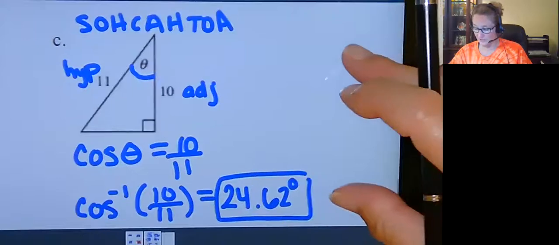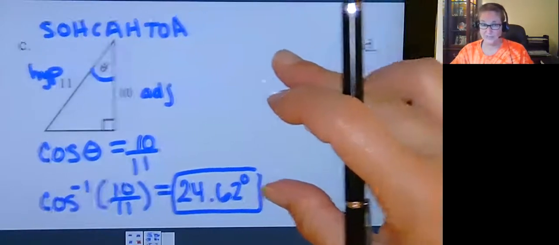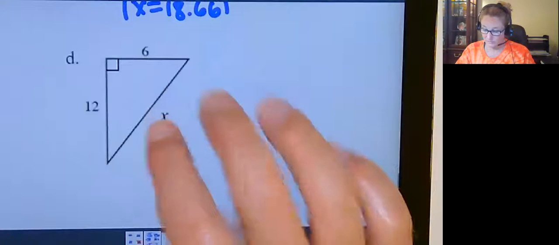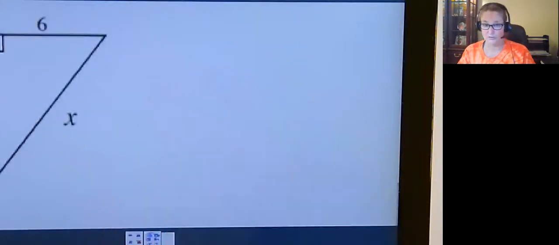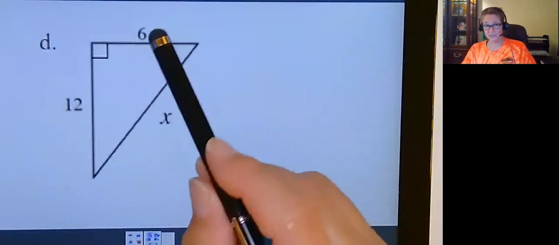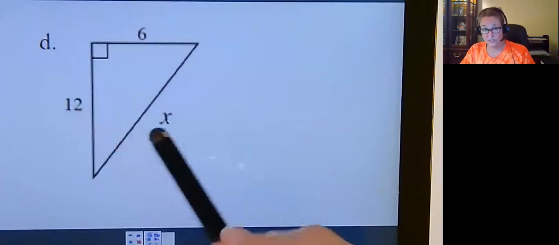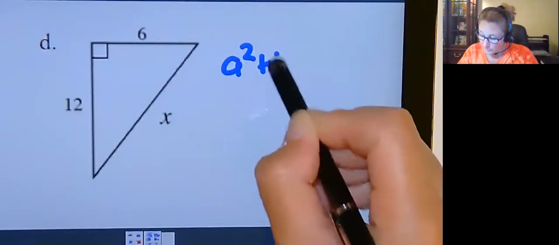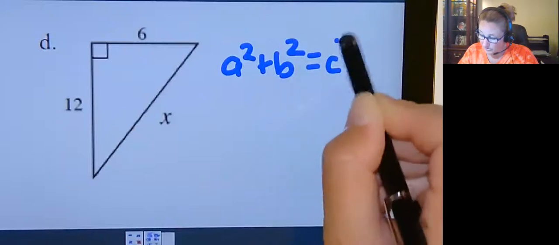Now on letter D is one that we used to know way back in integrated 1 before we learned all this trig. So what you want to pay attention to is this happens to be a right triangle where we know two sides and we need to find the third. So we're going to do Pythagorean theorem, a squared plus b squared equals c squared.